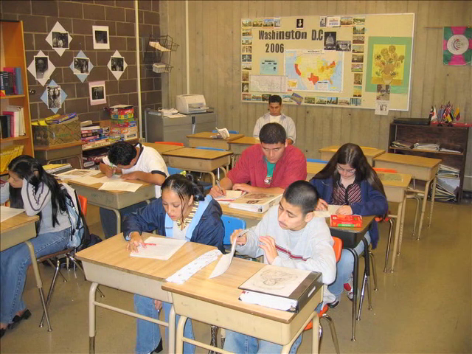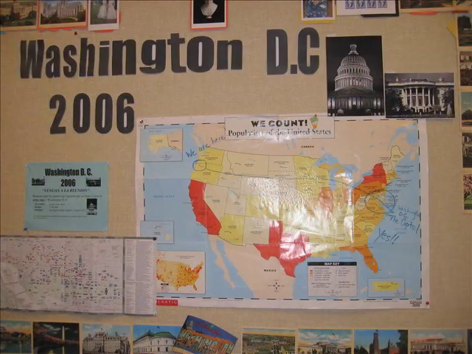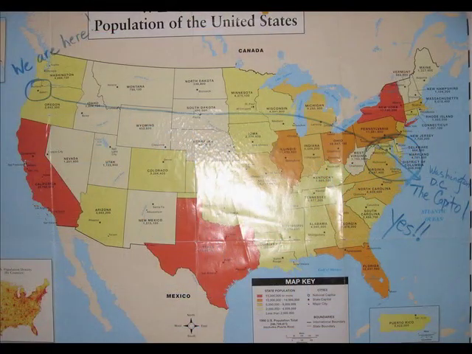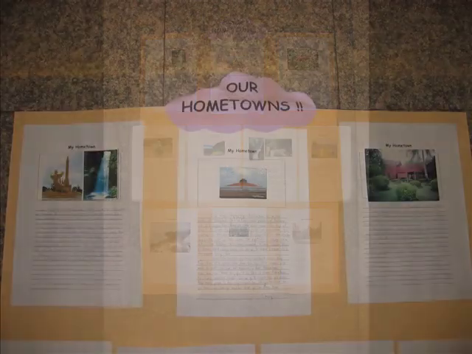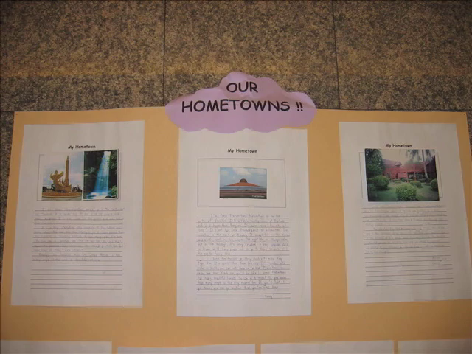This class is planning a trip to Washington, D.C. They made a wall map and cut pictures out of magazines to make their plans about what to see and do, and put them on a poster. This class cut pictures out of brochures for a poster about their hometowns. Then they wrote about their hometowns, using the pictures to guide their ideas, and put their writing on the poster.